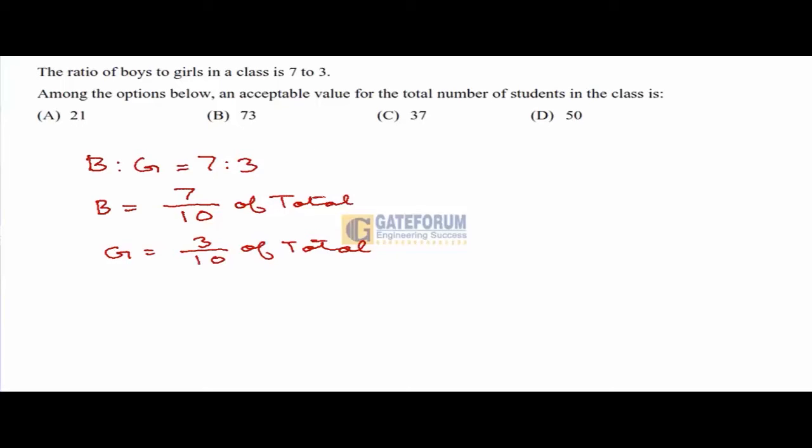So naturally, the total must be something which has to be a multiple of 10, because the value of boys and girls has to be integral. So the total has to be a multiple of 10. Search among these options. You will find that only D fulfills that criteria. So the answer would be D.